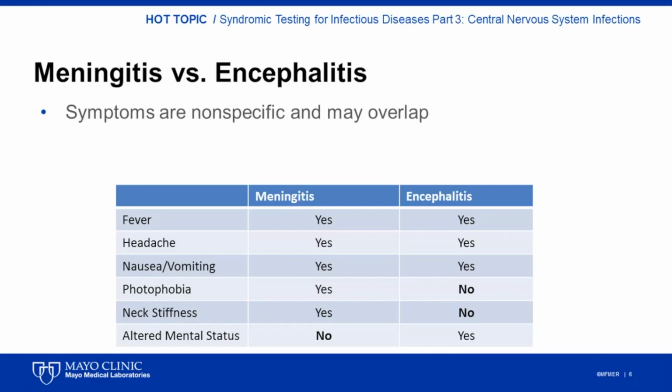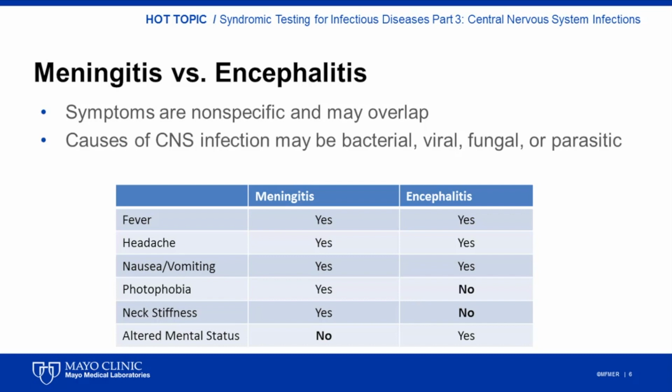Meningitis, or inflammation of the meninges, and encephalitis, which is defined as inflammation of the brain matter or parenchyma, are among the most commonly encountered types of CNS infection. As this table shows, while certain symptoms or manifestations appear specific to meningitis, such as photophobia and neck stiffness, or encephalitis, including altered mental status, many symptoms overlap between these two clinical entities.